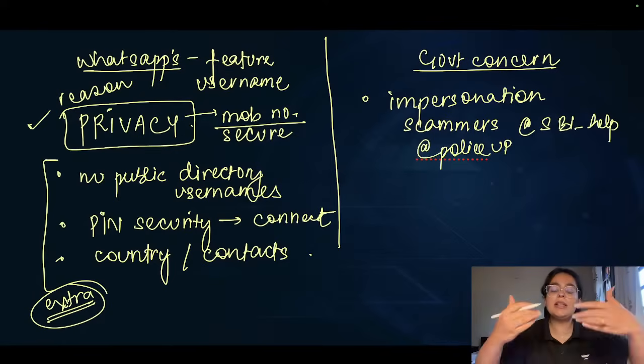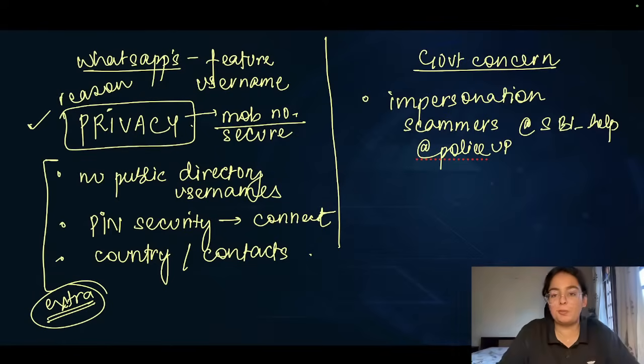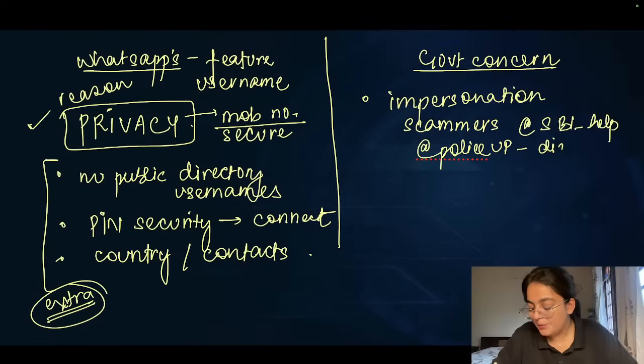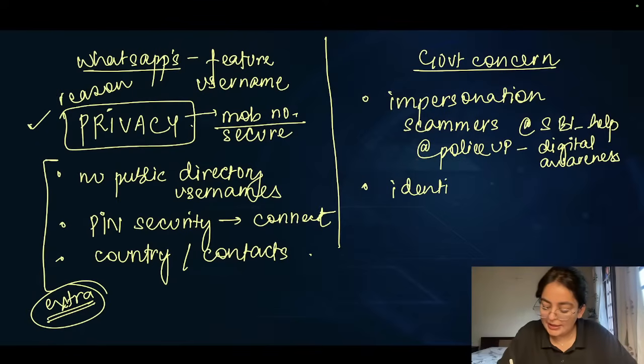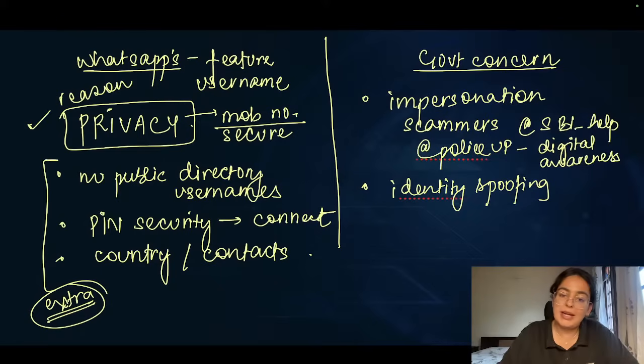So instantly when these kinds of usernames are displayed in front of people, they can be scammed using this, specifically with India's lack of digital awareness or digital literacy challenge. The second can also be identity spoofing. Identity spoofing is that they can again act as government employees, bank employees, right? Celebrities, friends, etc. They can pretend to be anything else.